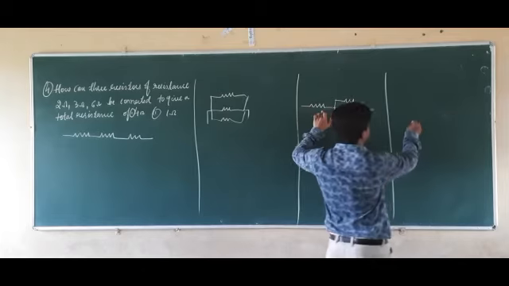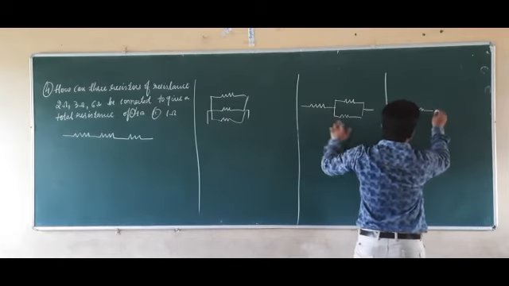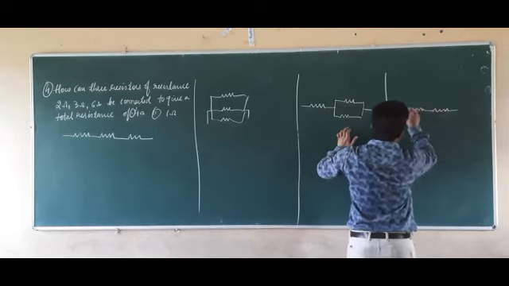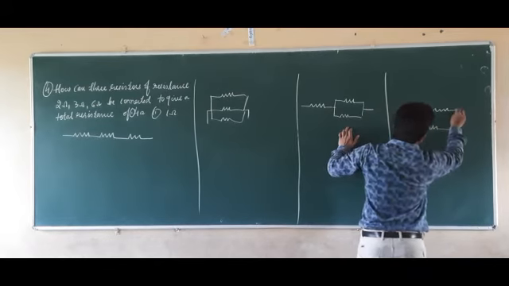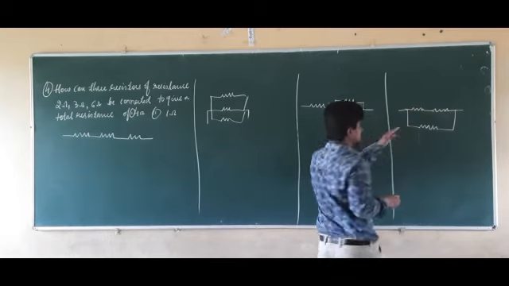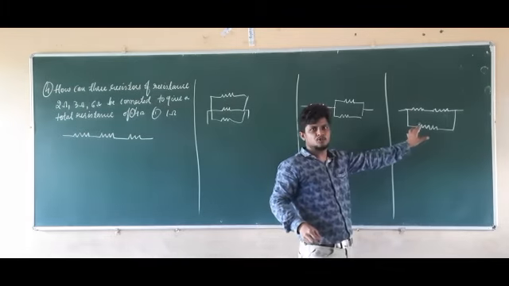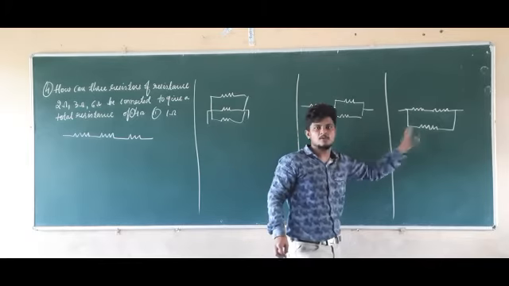Or what we can do here, we can take 2 resistors in series and another resistor we are going to connect to that series connection in parallel. So this is the fourth possibility. In such a manner we are also going to connect those resistors. Right, it is also possible.